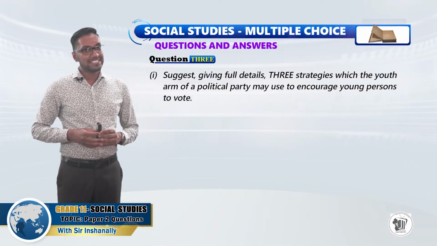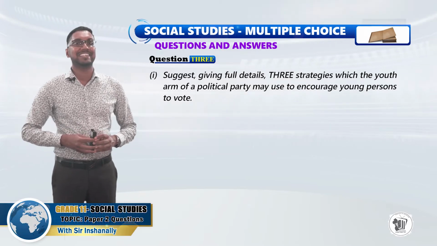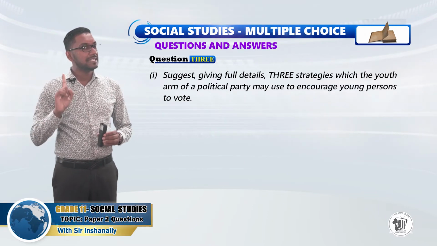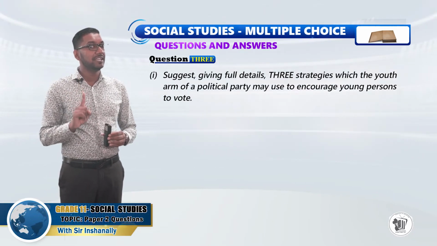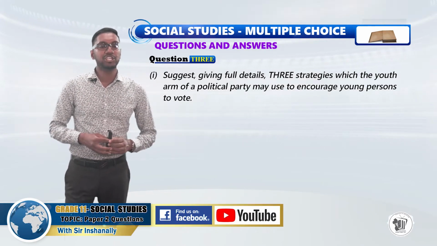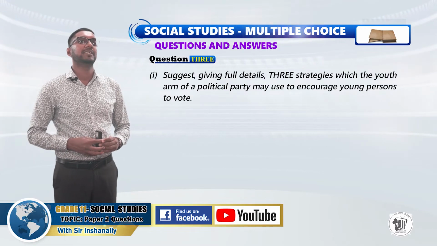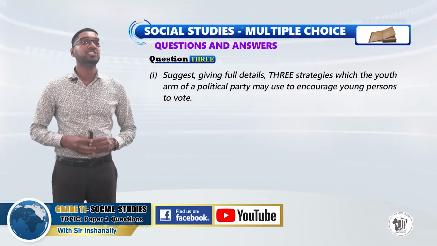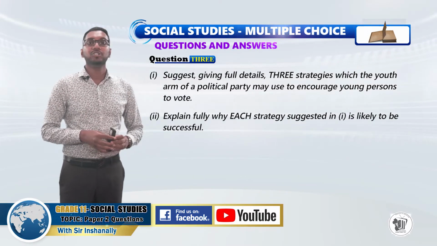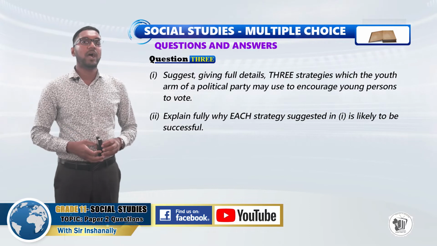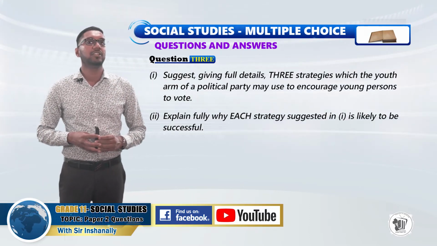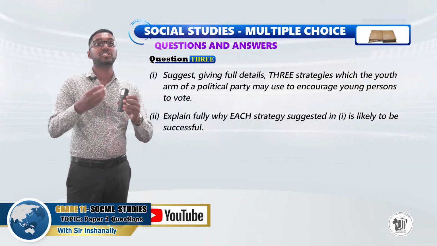All right, students, let's move on to our next question. Suggest giving full details. Let me say that again. Suggest giving full details. 3 strategies which the youth arm of a political party may use to encourage young persons to vote. And after you've done that, you need to explain fully why each strategy suggested is likely to be successful. In other words, you must justify.